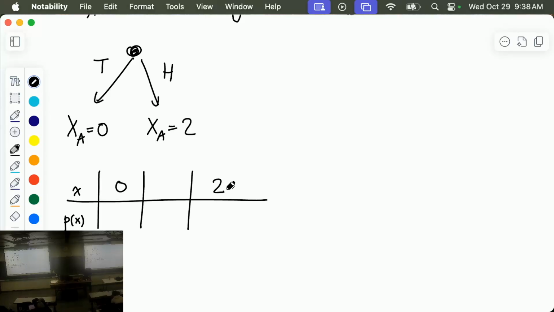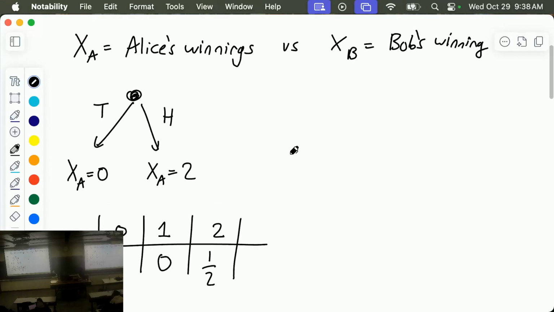Sometimes you could skip over 1, but to make it fit into the same framework as Bob, I can write the probability. So the probability of getting 0, well, I just go down this branch of the tree over here, and so the probability is going to be 50%. I'm going to put a half for the probability. You can never win $1 if you're Alice, and the probability for 2 is a half. So there's Alice's thing.